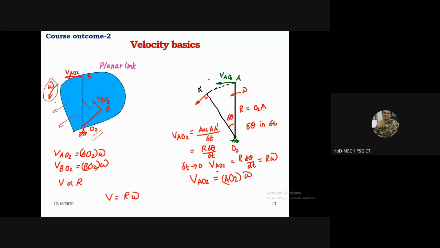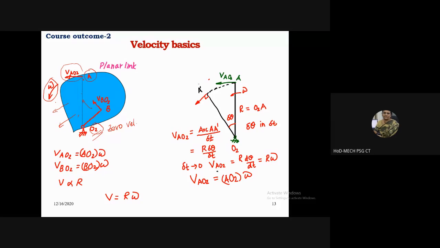Every point on this will be having a linear velocity except this point O2, which has zero velocity because it is pinned on to the frame. No displacement, no velocity, no acceleration for this point O2. Now let us consider point A, which is any arbitrary point on the link or on the plate. Let us try to find out what its velocity is.